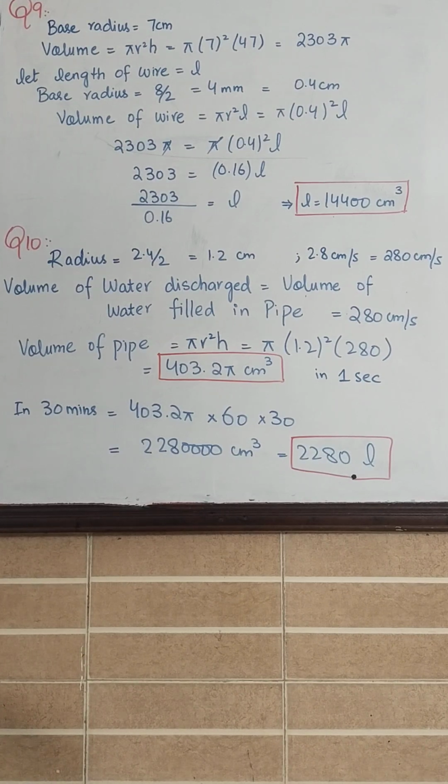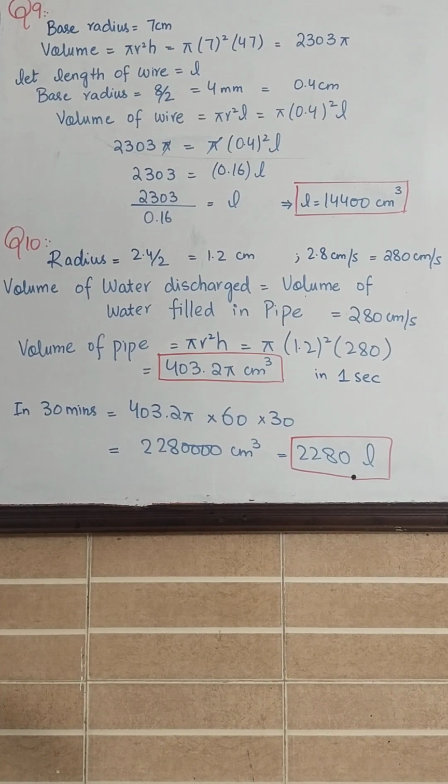Both these sides have pi, so we cancel out the pi, and taking 0.4 square, which is equal to 0.16. Now we have to find the value of L. So 0.16 is multiplying with L. When it comes to the other side, it will be in divided form. So divide both the values and you will get 14,400 centimeter, which is the length of the wire.